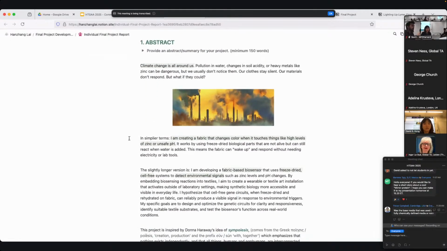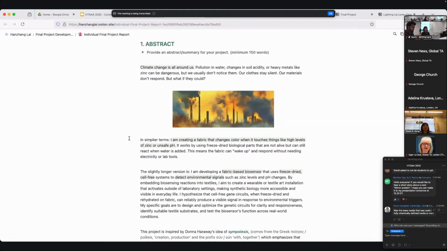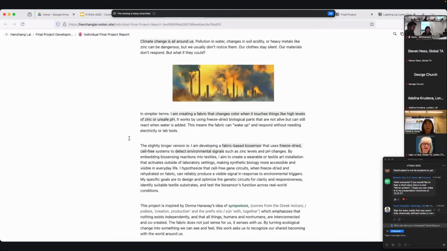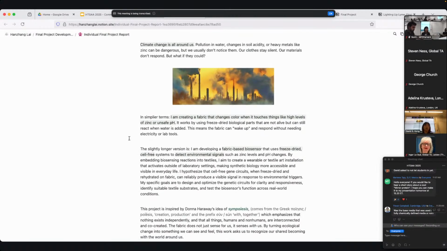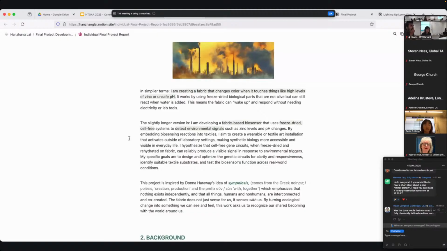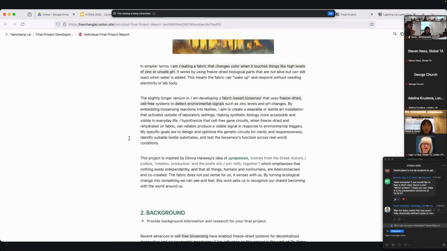project. So I guess the broader vision is really to visualize climate change, especially for a potentially public engaging platform. That's why I chose fabric, because it has the potential of embedding in wearables or art installations that could be a communication tool, and something that's more accessible to the public that's outside of the lab. And I'm specifically looking at the freeze-dried cell-free system to detect environmental signals.